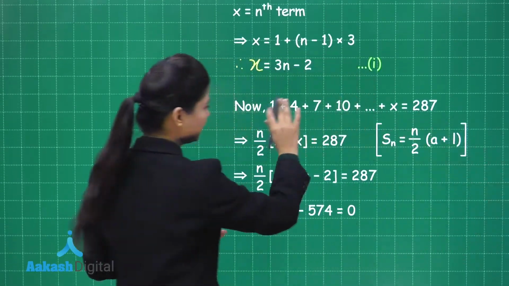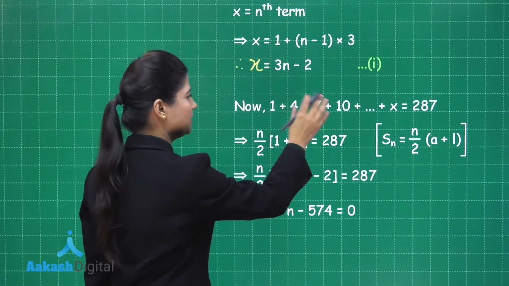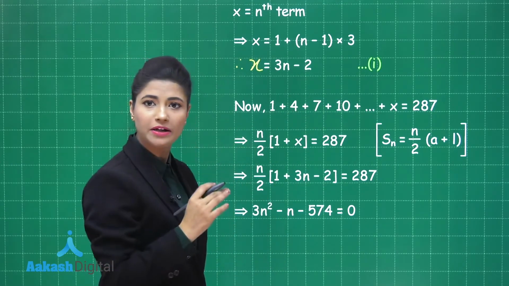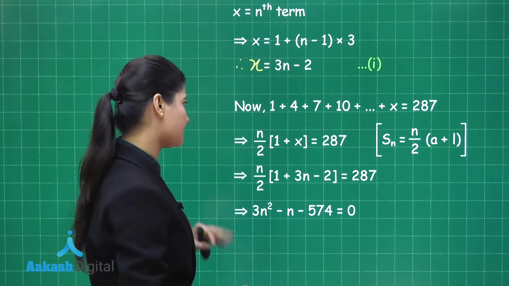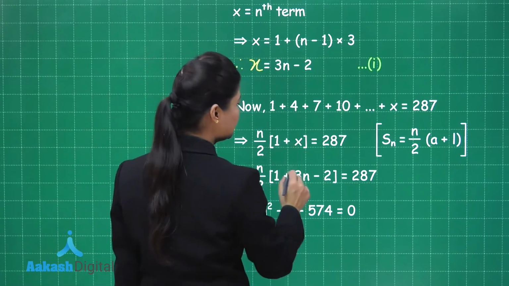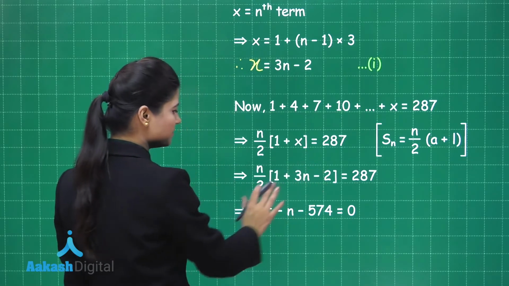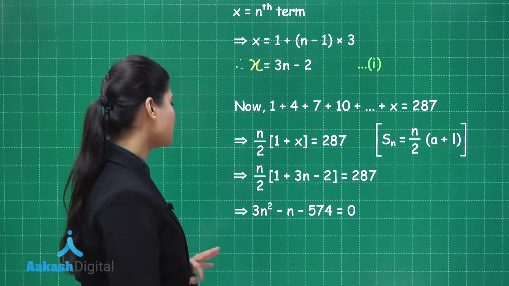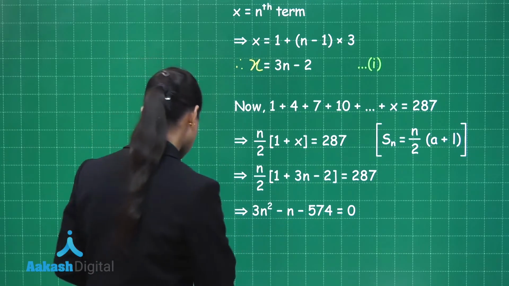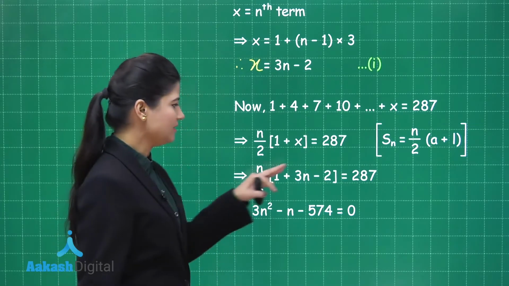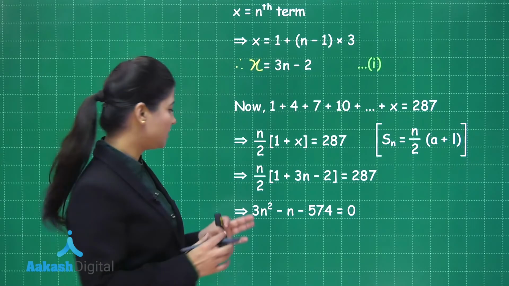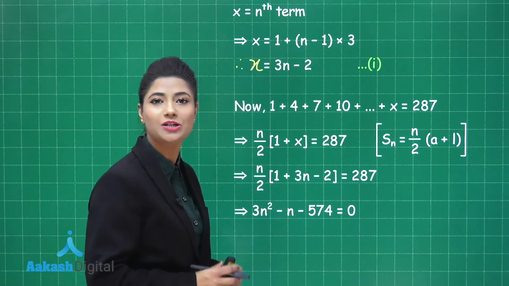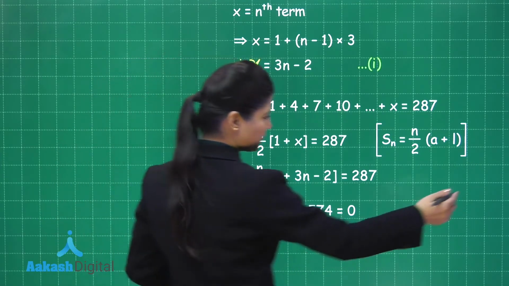So taking that into criteria, the sum of n terms of an AP can be obtained as n by 2 into first term plus last term. Here first term is 1 and last term is x, where x is 3n minus 2. So this equation simplifies to this value, 3n square minus n minus 574. So you can see this has been simplified as a very basic quadratic equation, where you can easily solve this quadratic equation to get the value of n. So let's proceed with this equation.